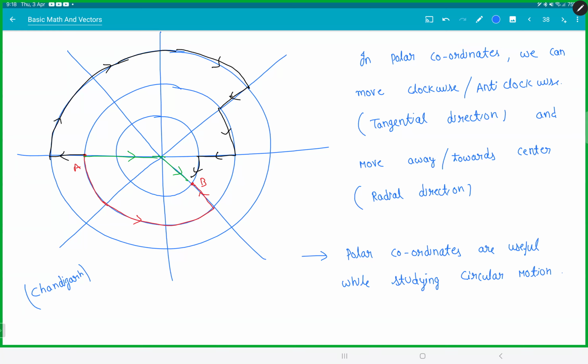Great. Now, what if someone asks you how to convert from polar to Cartesian? Every time you need not use only one thing. I can use both at the same time.